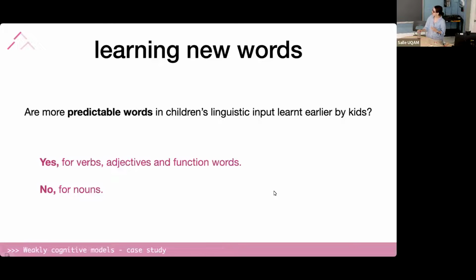Whereas verbs, adjectives, and function words get a lot of their meaning from the context in which they appear, right? And so there it actually makes sense for kids to consider the context in which these words are appearing to try to learn what they might mean.